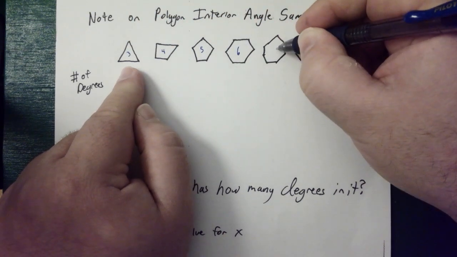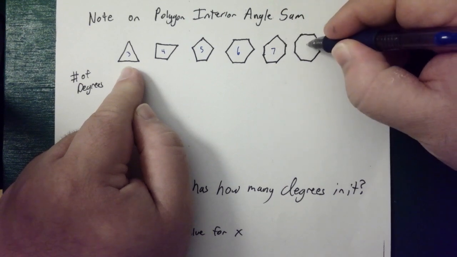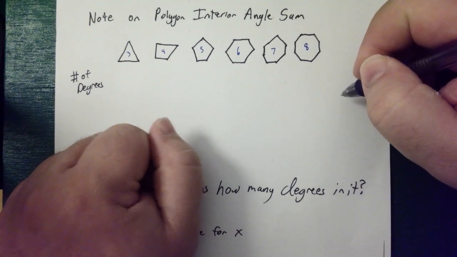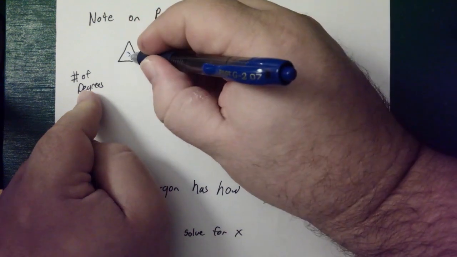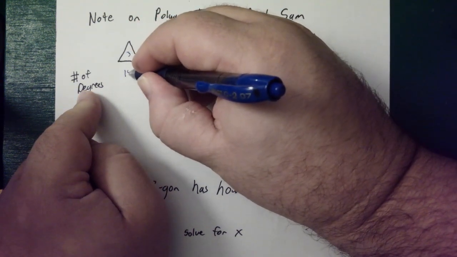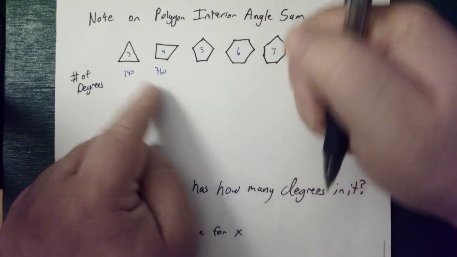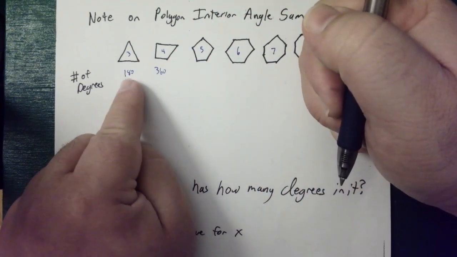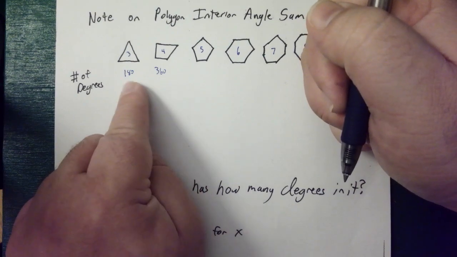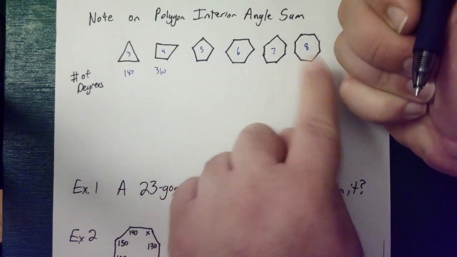I knew that bell was coming. That's 7, that's 8. All right, so the number of degrees in a 3-sided shape, in a triangle, we know is 180. And after our last unit, you know a 4-sided shape is 360. Well, if you notice, it increased by 180. And I'm just going to go ahead and tell you that that pattern continues all through the rest of this.